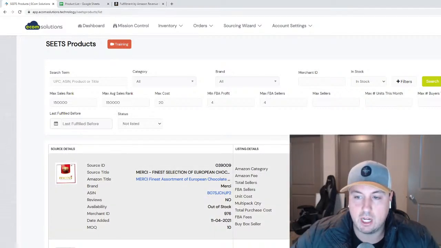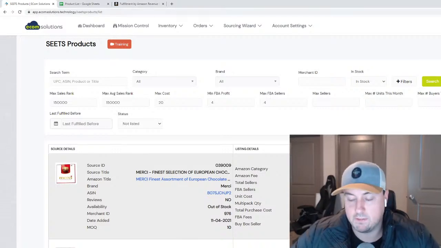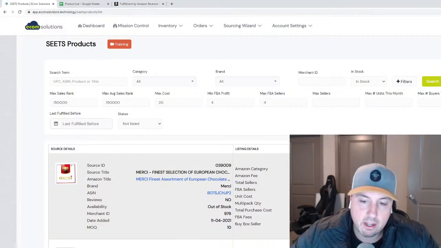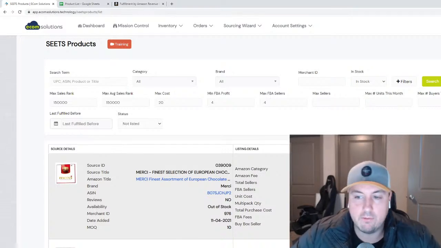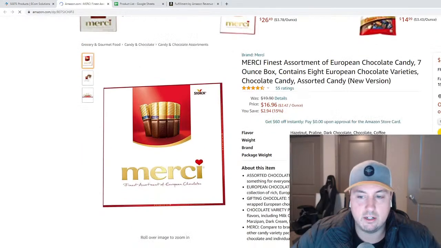This product's only going to sell a few times a month. First of all, I know that based on the sales rank and the category. Maybe like 15 to 20 max per month. And the thing is, if somebody's already ordered it, this is kind of cool that Seats actually shows you the competition within Ecom Solutions. So if there's a bunch of people that have already ordered a specific product, you're going to know that, and you're going to know to avoid that product. Because why would I buy this product when I already know 35 units are going into Amazon FBA, and there's already an FBA seller on there anyway, as we can see here.